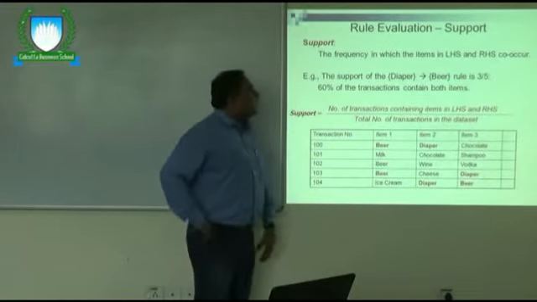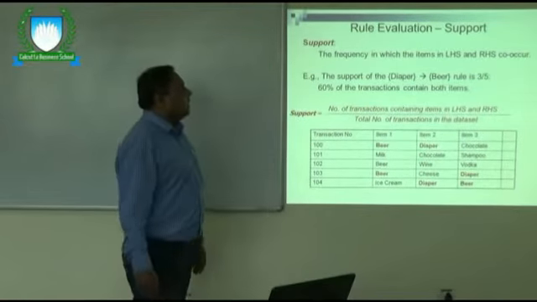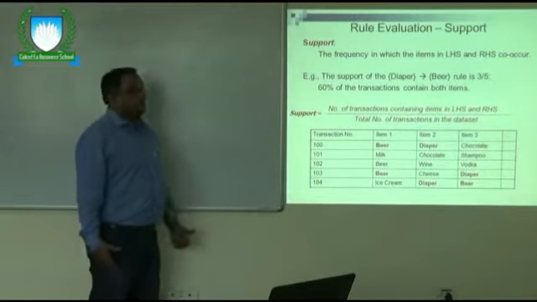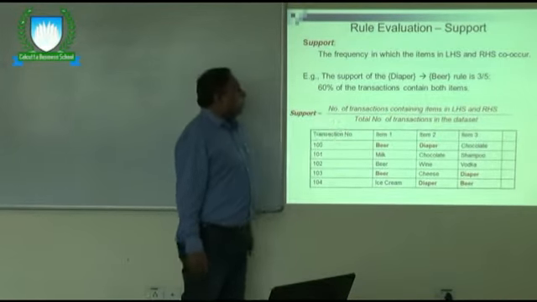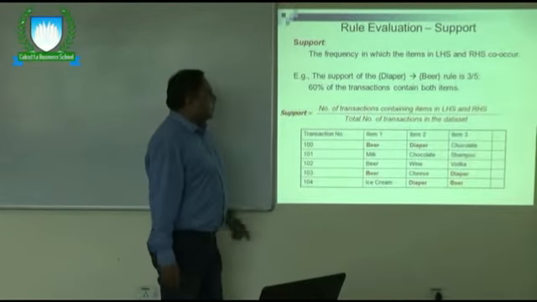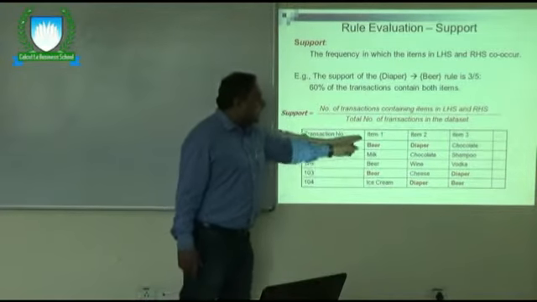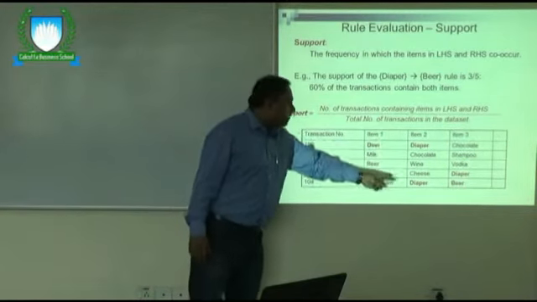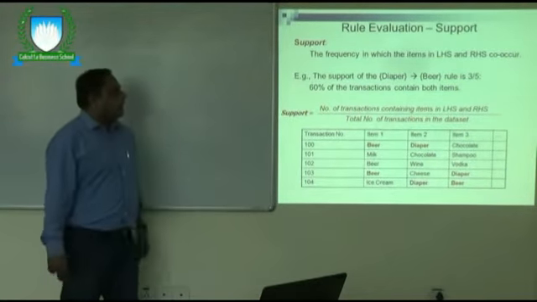Okay, the frequency in which the items in the LHS and the RHS occur together or co-occur is defined as support. So the support of diaper and beer in this example is 3 by 5, because out of the 5 transactions, in 3 transactions we see beer and diaper occurring together. They are highlighted with red color, you can clearly see.